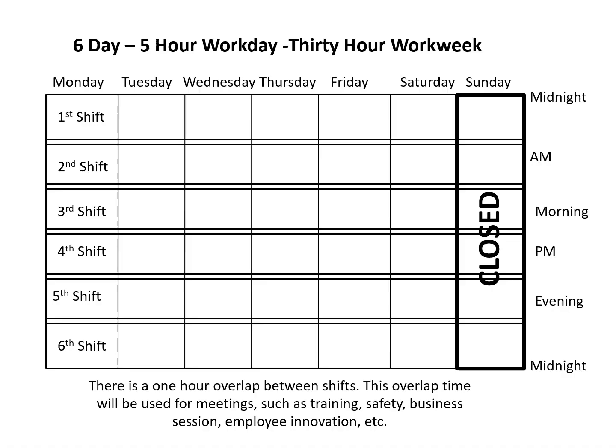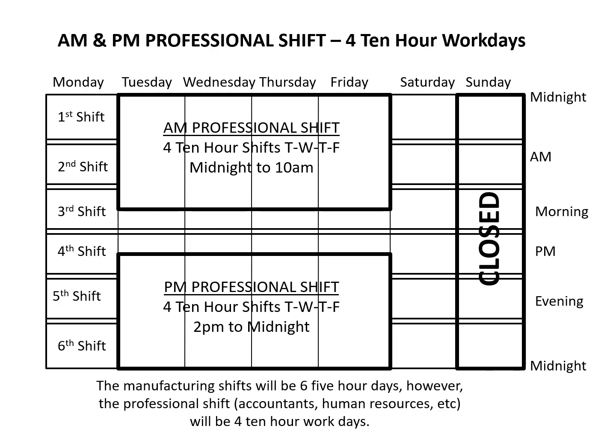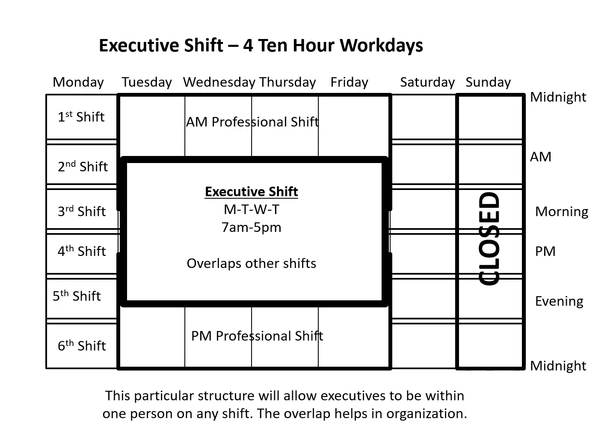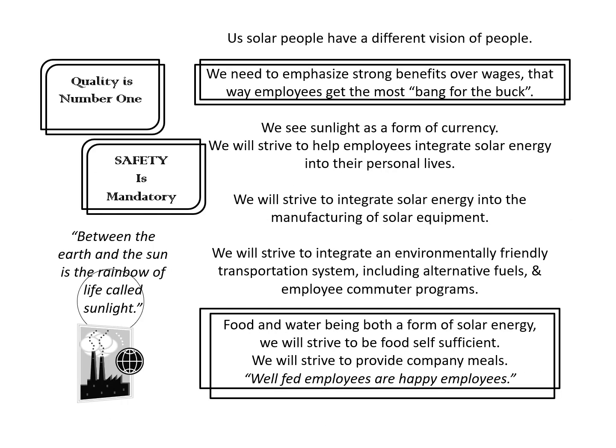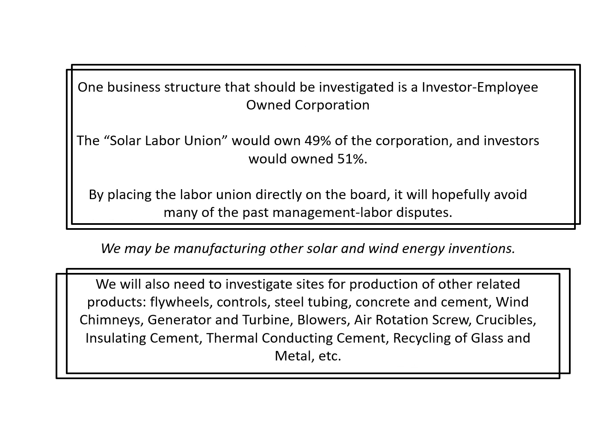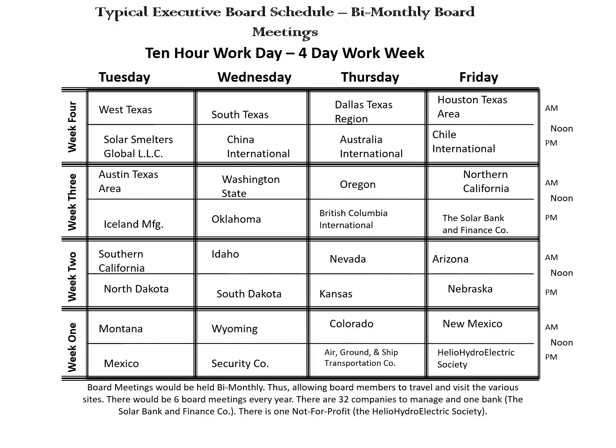Now, I like drawing up business plans. I like the idea of a 30-hour work week, and have the professional crew, the accountants and engineers, work a 10-hour day. An executive shift, well, that way they work 4 days a week, and that way they get to meet most everybody in the company. Safety is important in manufacturing, but what I want to see is quality, number one. I call it the solar union. I like to have our own union.